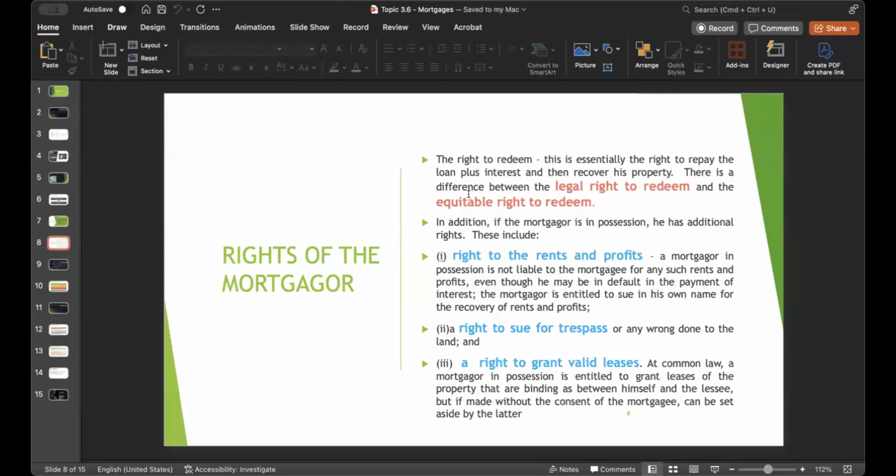I think essentially this is saying he has the right to, after he repays the mortgage, he has the right to own the property, I guess.